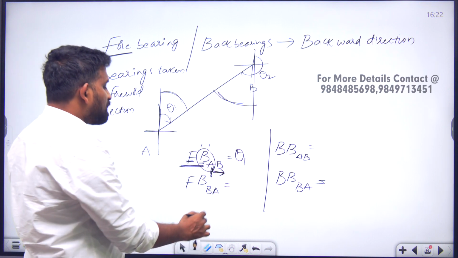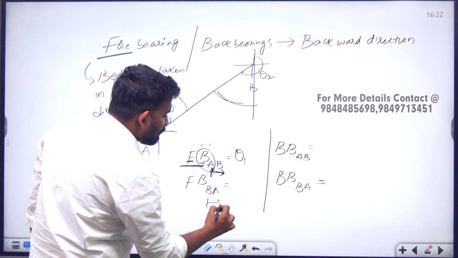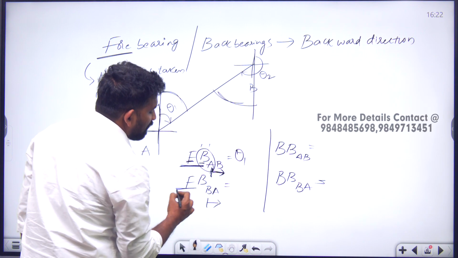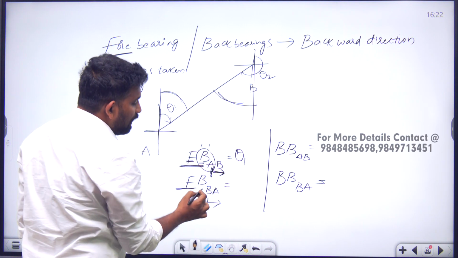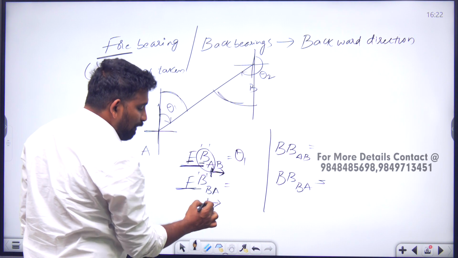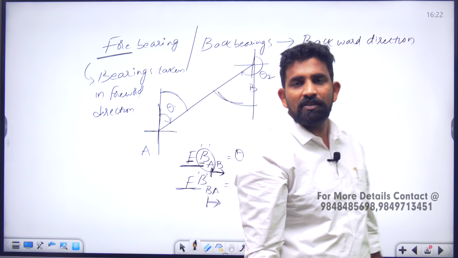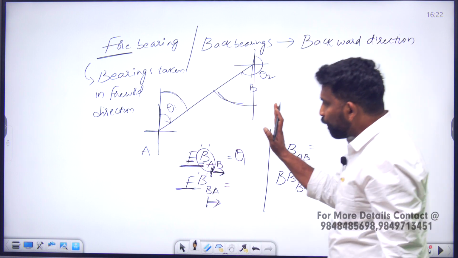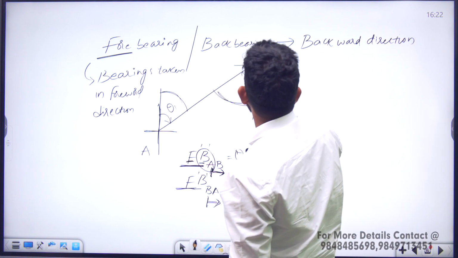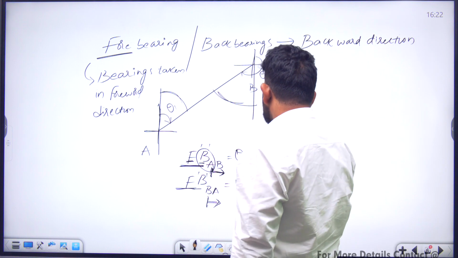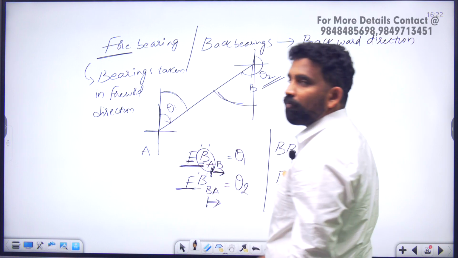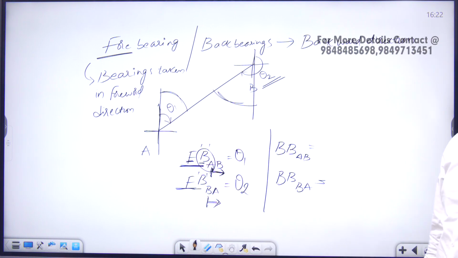Now if you observe here, the forebearing of BA, here also I am moving in the forward direction, carrying some bearing, but this time I am moving from B towards A. So from B towards A I am moving, carrying some bearing here. Now what is that bearing? That bearing is nothing but theta 2, very simple.